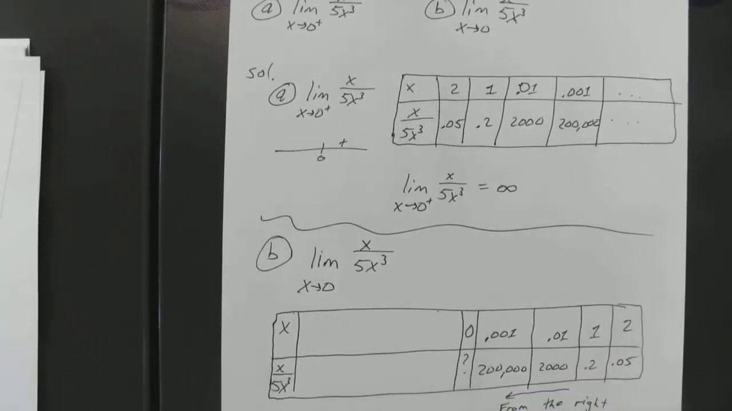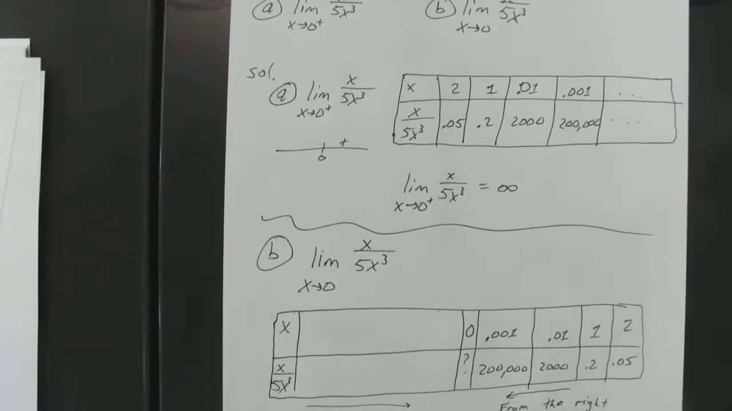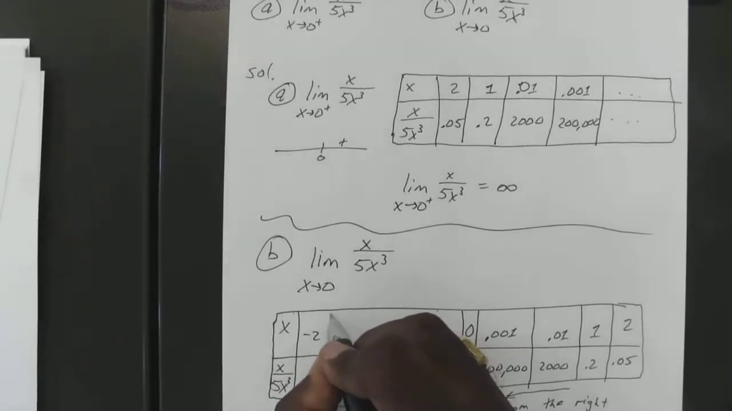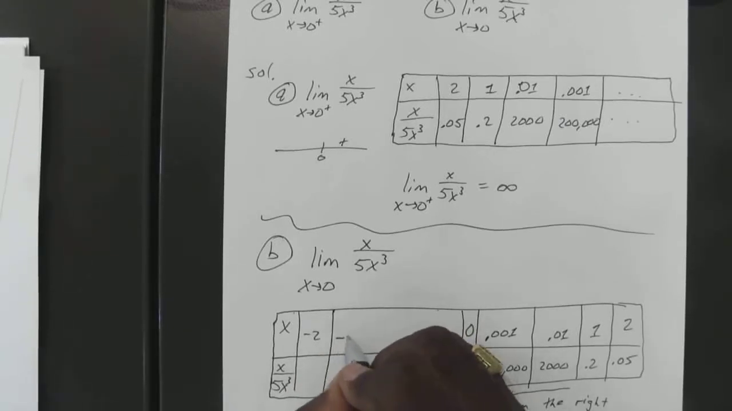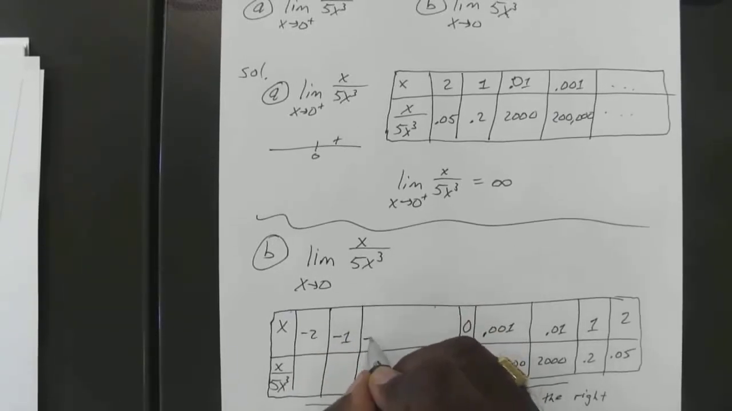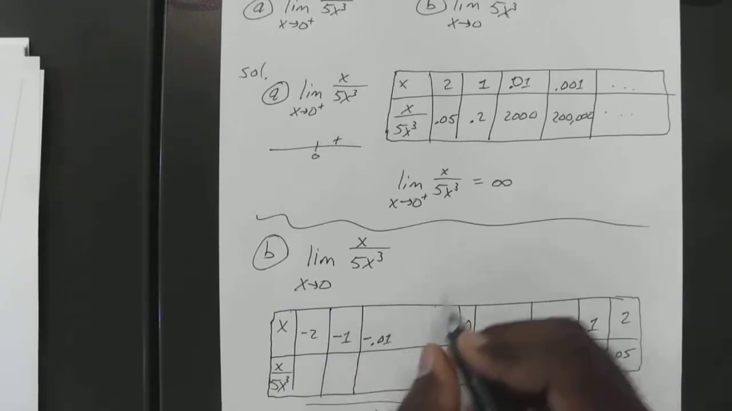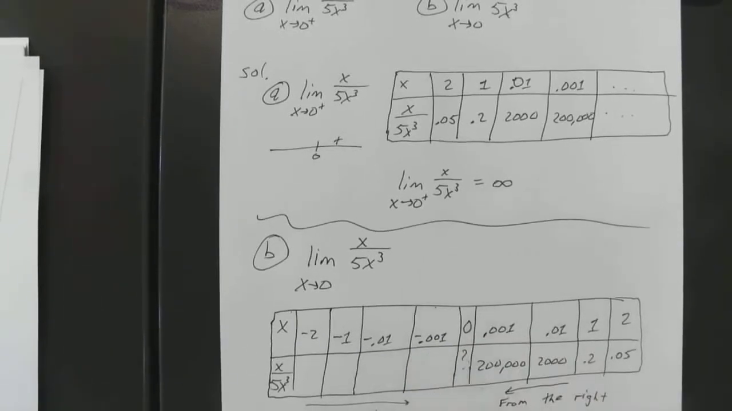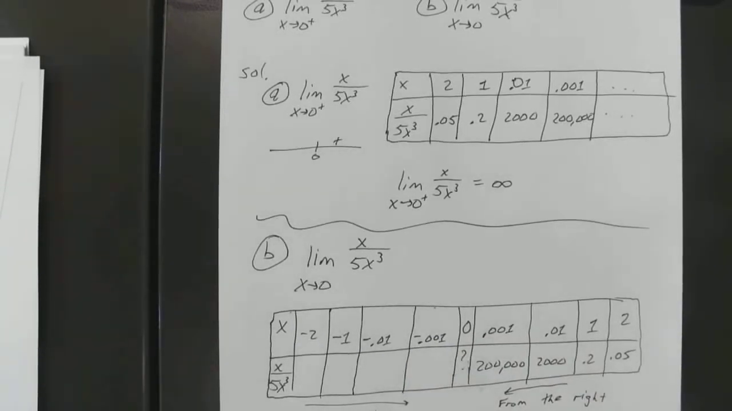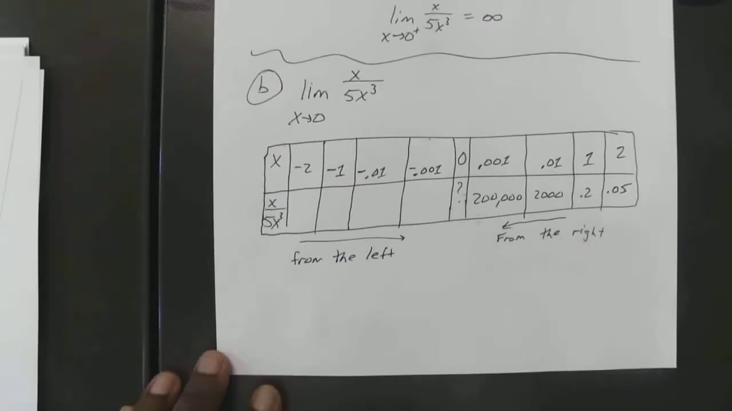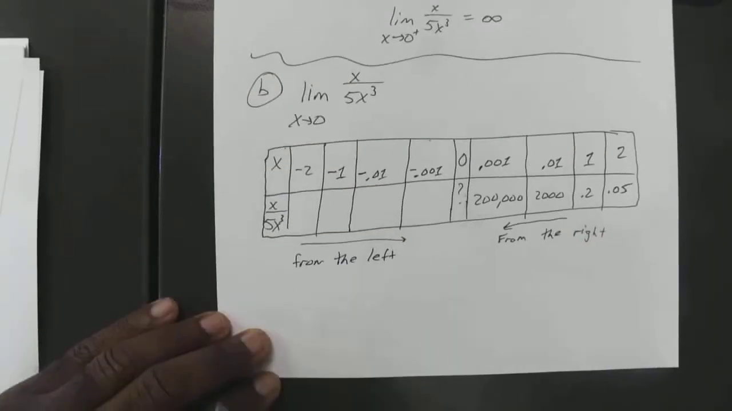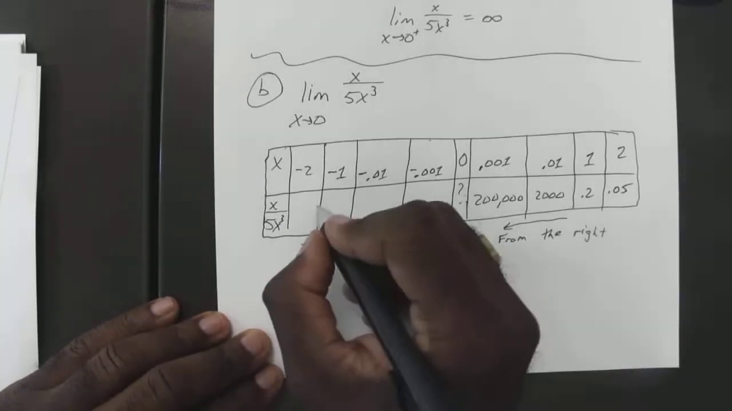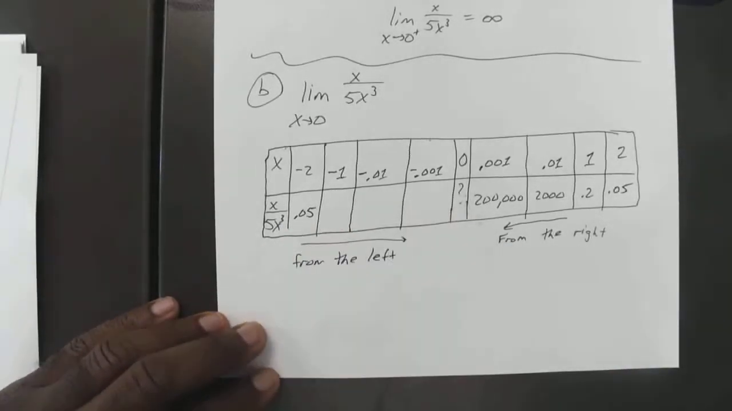Okay, so now if we're going from the left, I'll put in -2, -1, -0.01, and -0.001. Move that up. All right, so if we plugged in -2, we actually end up with 0.05.